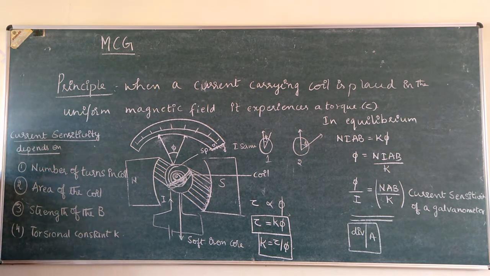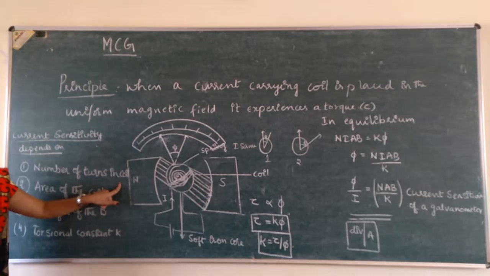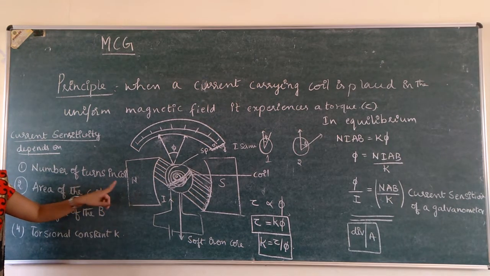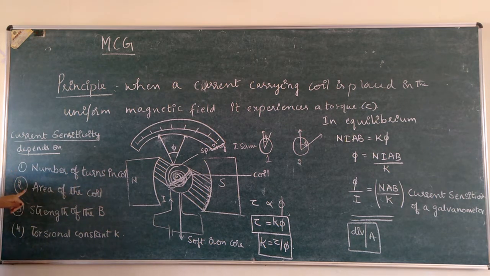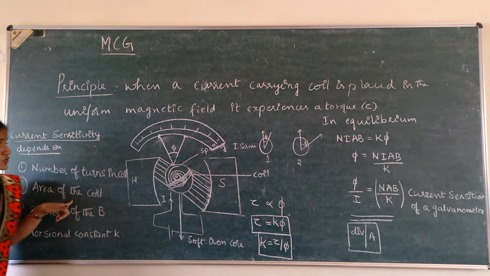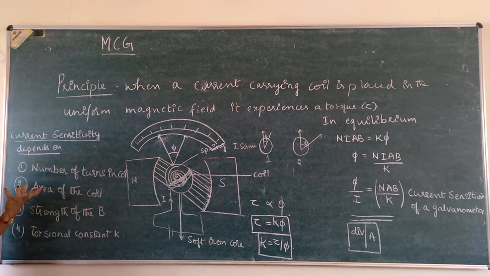How does it depend? Current sensitivity of a galvanometer is directly proportional to the number of turns in the coil. We have to increase the number of turns in the coil. Second point is, it is directly proportional to the area of the coil. If we increase the area of the coil, then also we can increase the current sensitivity of the given galvanometer.